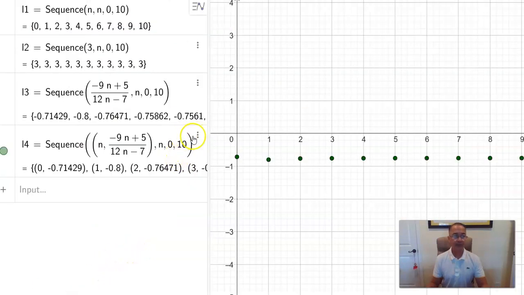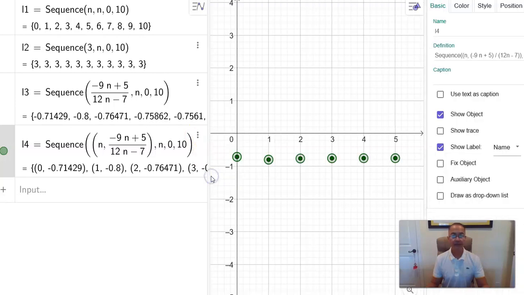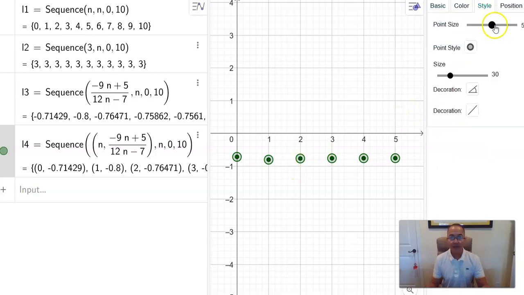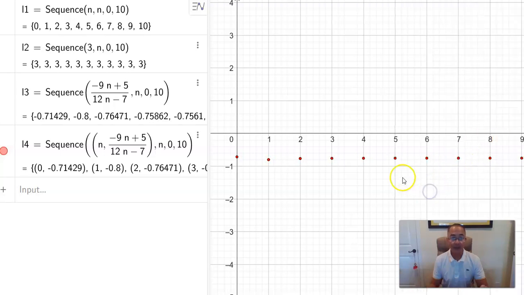All right, back to our sequence. Let me show you how to use the settings command. Look, there's Style over here. You can see it. We can reduce the point size to 4 or 3, make it smaller. And we can change the color. We can make it red, my favorite color. Once you click on the screen, you can see the result of the changes that we made.